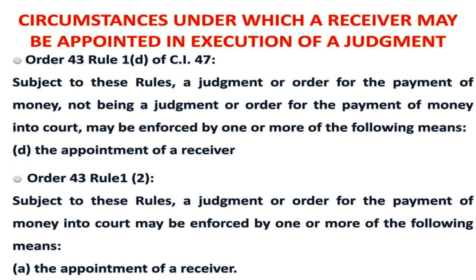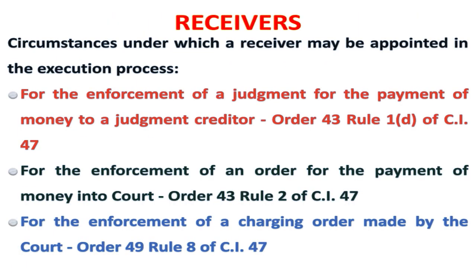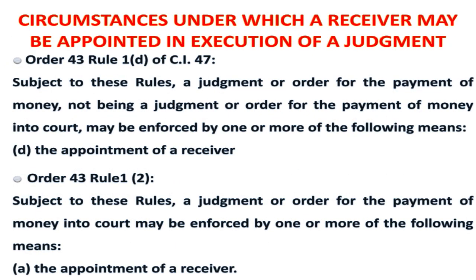So under Order 43 Rule 1(d), it is dealing with payment of money to a judgment creditor, which is not payment of money into court. It may be enforced by the appointment of a receiver. That's one of the instances. That's why I mentioned initially that there are three ways we will look at. One way is when we are looking at the enforcement of a judgment for the payment of money to a judgment creditor. That's one way we can use a receiver. That's why it reads that subject to these rules, a judgment or order for the payment of money, which is not a judgment or order for the payment of money into court, may be enforced by appointment of a receiver.